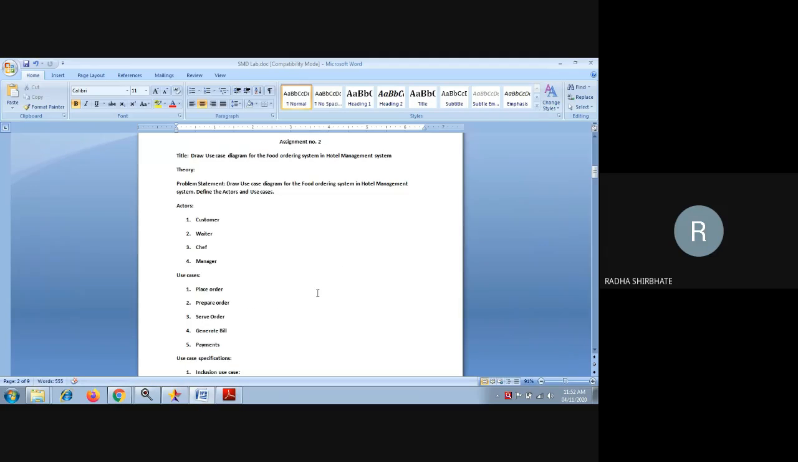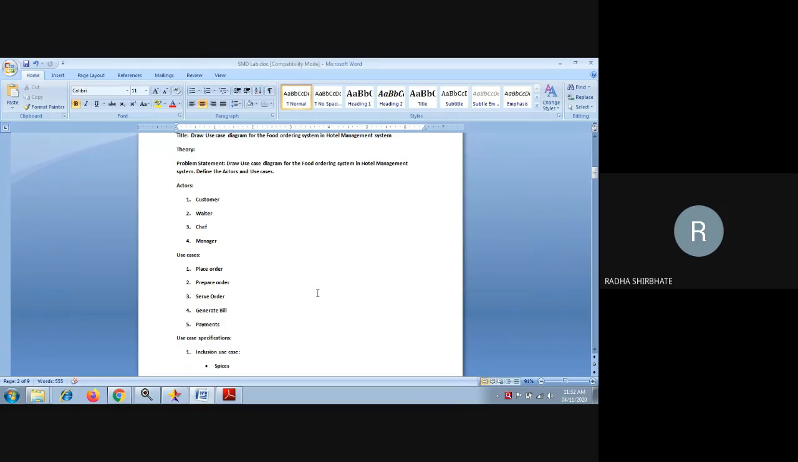Now let us see the first point over here. Whenever we have to draw the use case diagram, it is necessary that you identify the actors. So, who are the actors of your food ordering system? Your customer, waiter, chef, and your manager. The second thing that we have to do is use cases. What is a use case? It is the functionality to be executed by the different types of actors. So those are called use cases. What are the different use cases of your system? Place order, prepare order, serve order, generate bill, and payment.